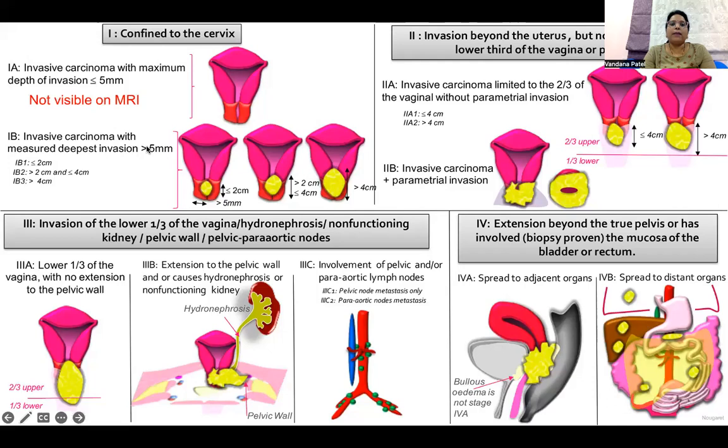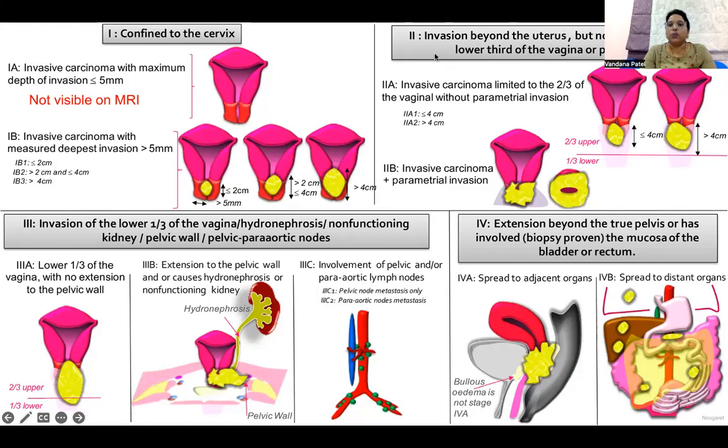In stage 1B, again, the depth is continuously increasing. Like in stage 1B1, the depth is less than 2 centimeter. In stage 1B2, it is between 2 centimeter to 4 centimeter. And again, in stage 1B3, it has increased to more than 4 centimeter.